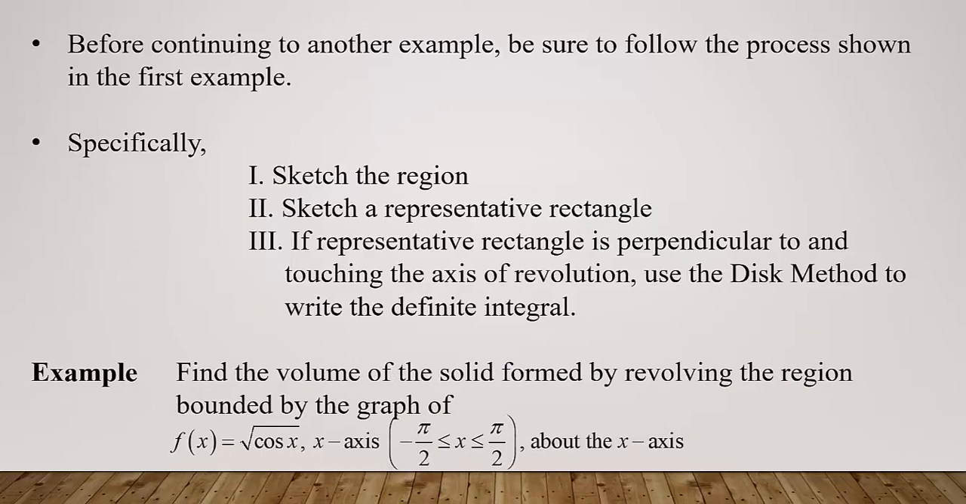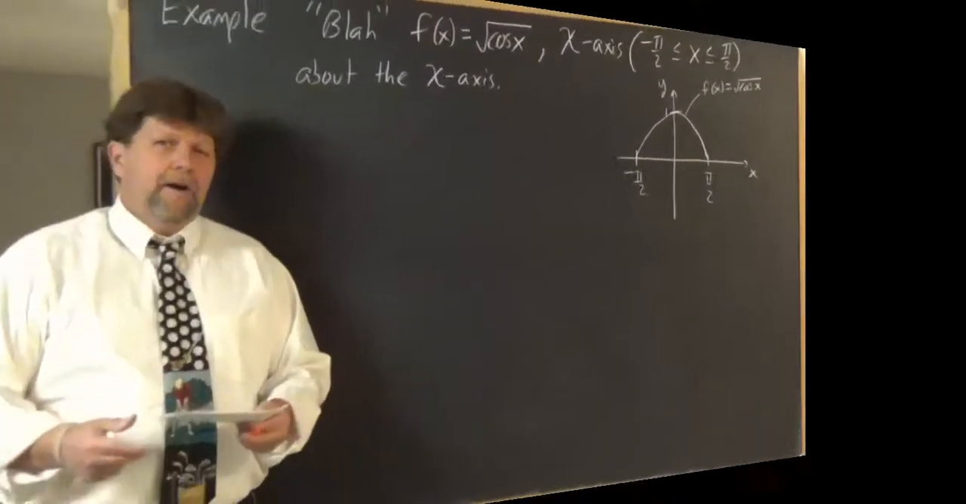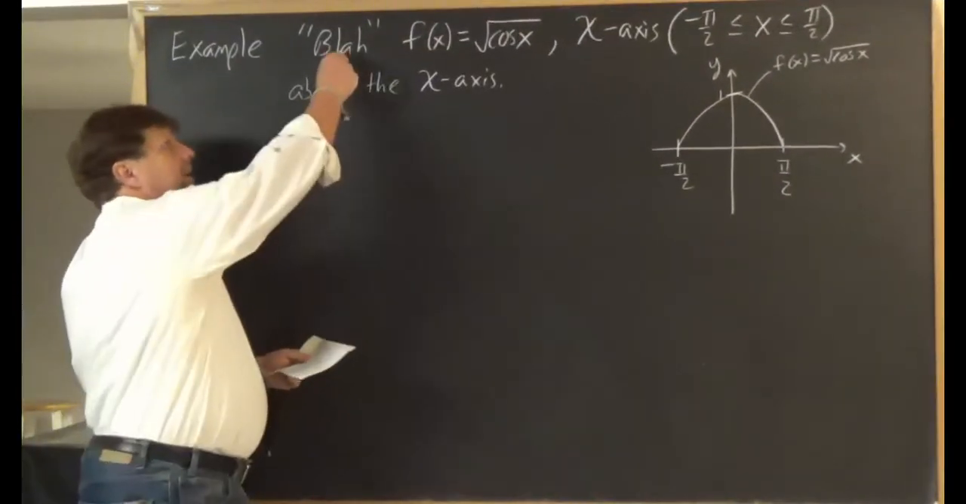Let's find the volume of the solid formed by revolving the region that's bounded by the graph of f of x equals square root cosine x, the x-axis, just on the interval negative pi over 2 to pi over 2. And we're going to take that region and revolve it about the x-axis. So hopefully you have this written down because I'm going to head off to the chalkboard to work through this example.